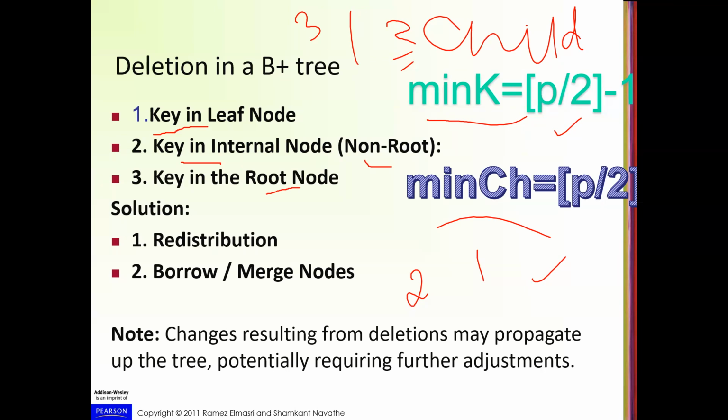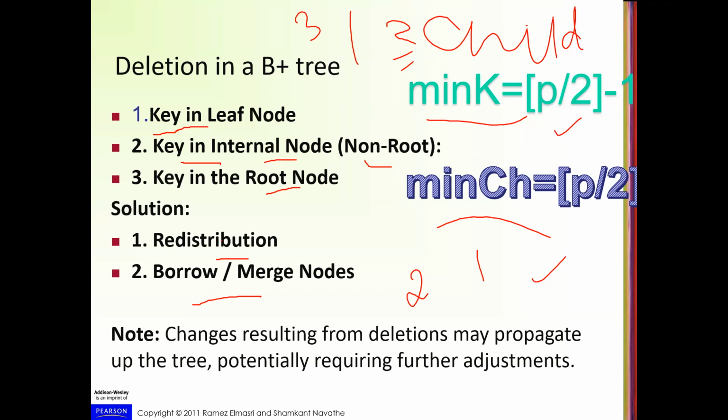The key can be in the leaf node, or in a non-root node that is not a leaf, which means it is an internal node, or the key is in the root node. So these are the three situations that can arise. The solution to this can be either by redistributing, or by borrowing or merging the nodes. Using these approaches, we can handle the deletion.